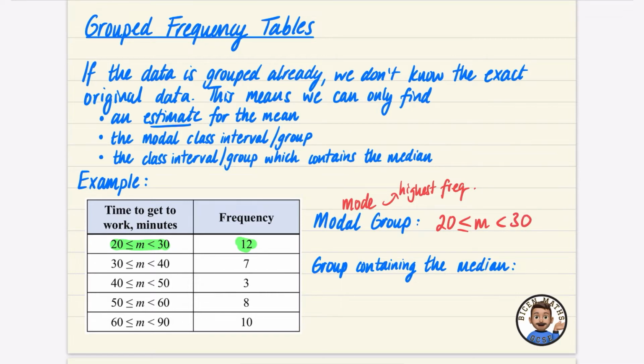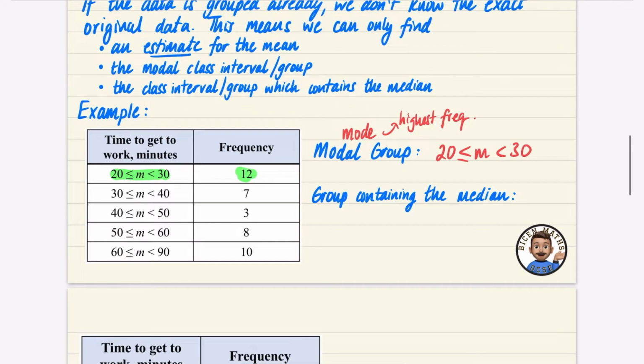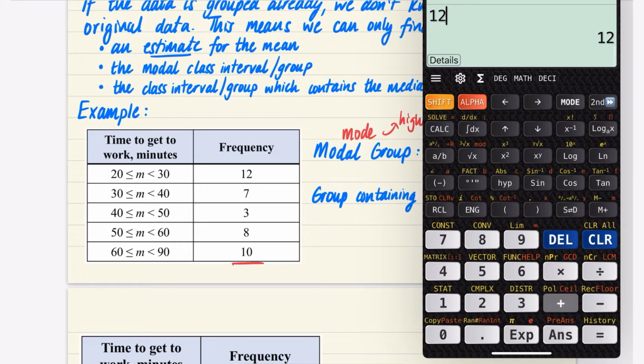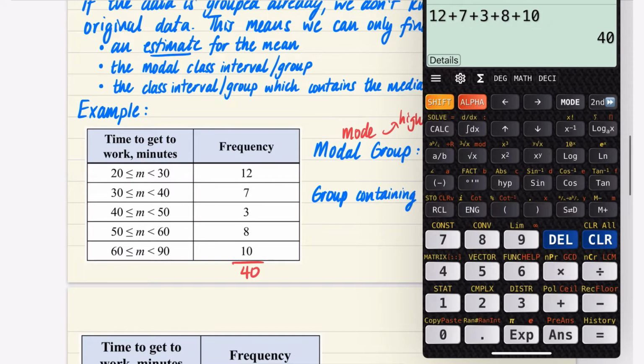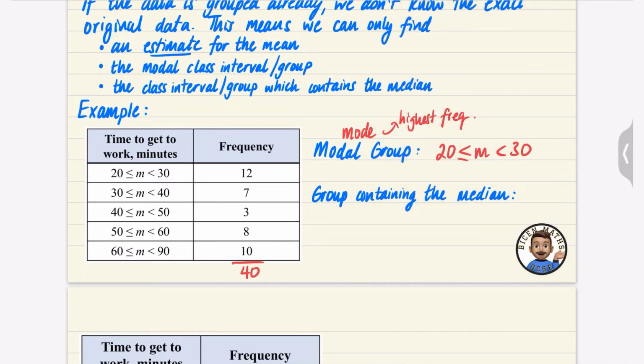Now we're going to try and find the median here. Remember what we did in the previous video. We wanted to find out how many people were asked about how long it took them to get to work. So I'll add up these frequencies to see what they come to. That's a 12, a 7, a 3, an 8, and a 10. So there's 40 here. So for the median position, I'm going to do 40 plus 1, which is 41, and I will divide that by 2, so that is the 20.5th position.